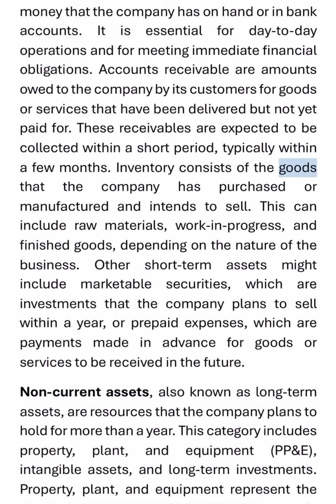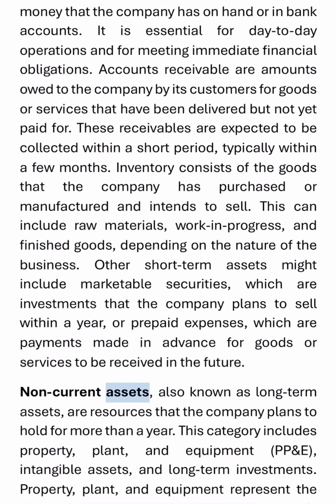Inventory consists of the goods that the company has purchased or manufactured and intends to sell. This can include raw materials, work in progress, and finished goods, depending on the nature of the business. Other short-term assets might include marketable securities, which are investments that the company plans to sell within a year, or prepaid expenses, which are payments made in advance for goods or services to be received in the future.